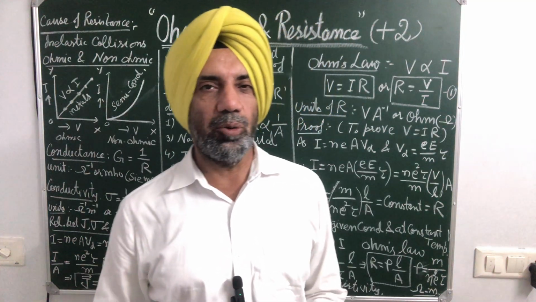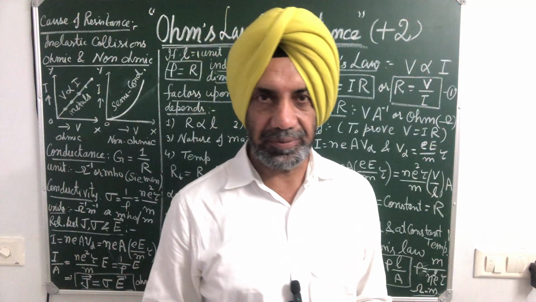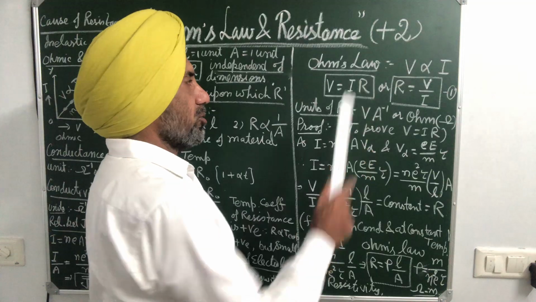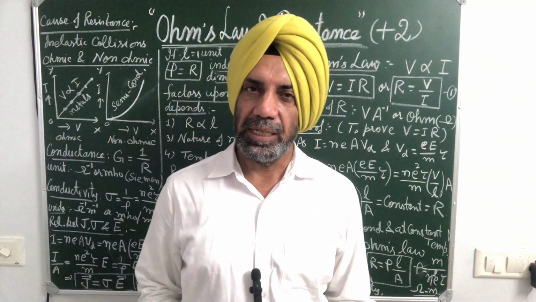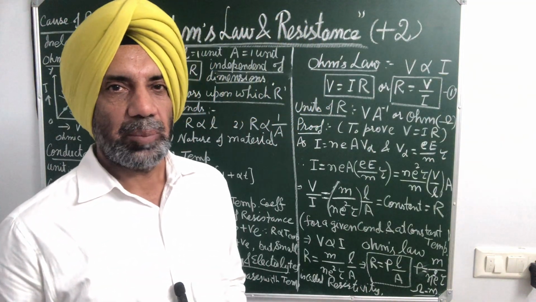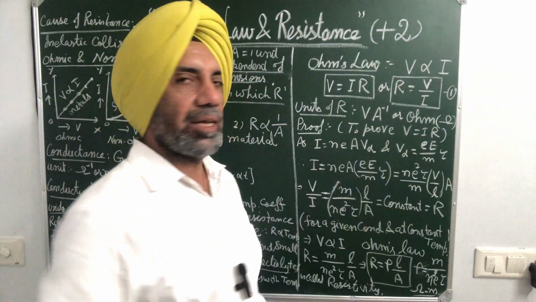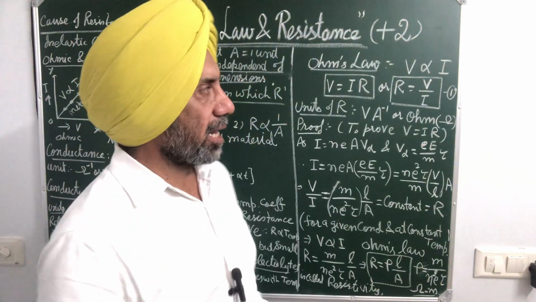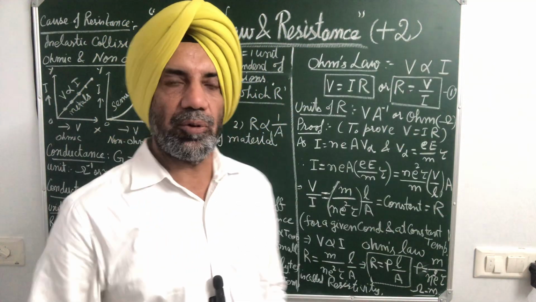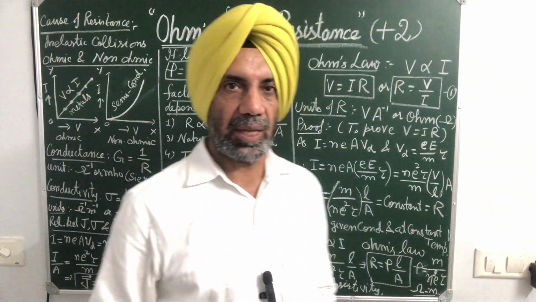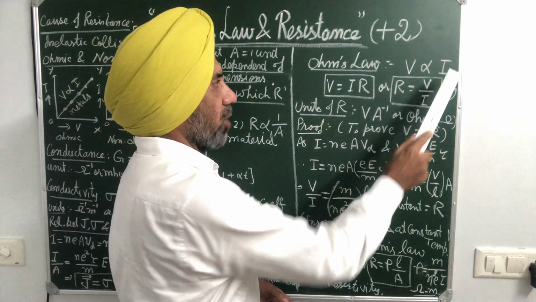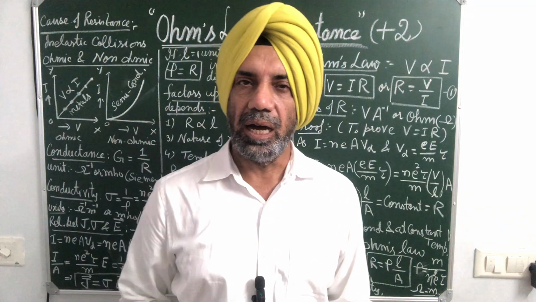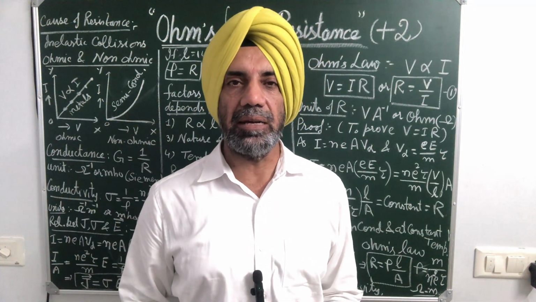Today's topic is Ohm's law and resistance. So let us start. What is Ohm's law? It states that the potential difference V across the ends of a conductor or a wire is directly proportional to the current flowing through the conductor. That is, V is proportional to I, or V is equal to IR, under similar conditions of temperature and pressure.